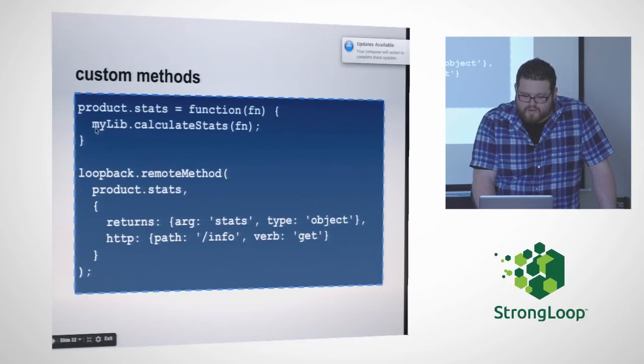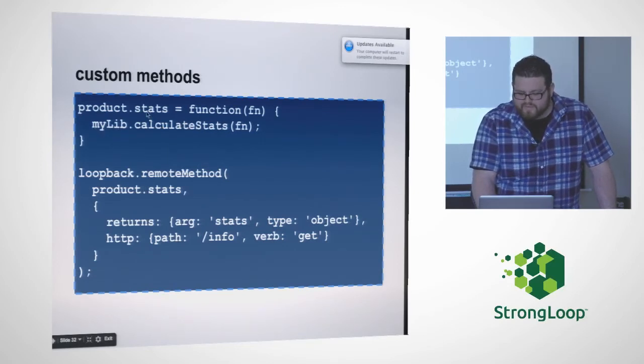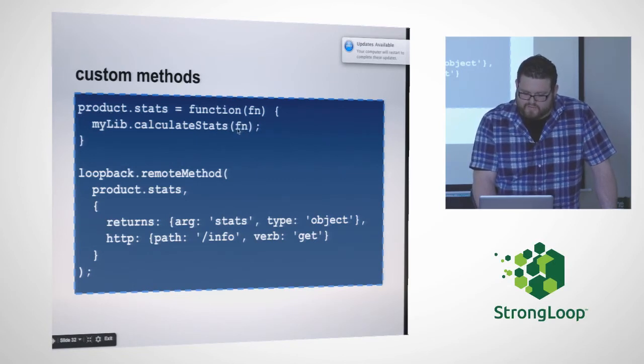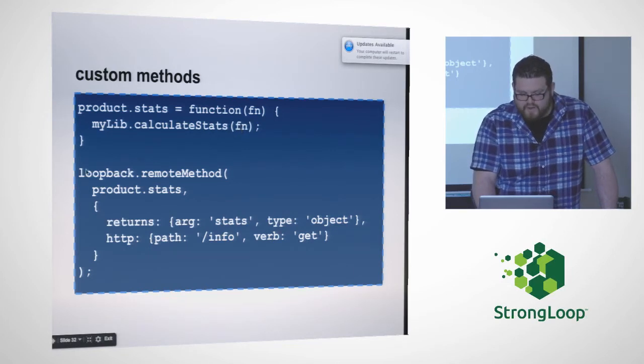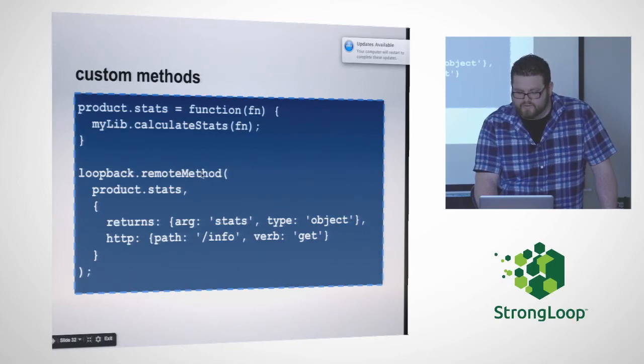It's important to remember that you could write whatever Node code that you wanted, so you could get logic that way. But the most straightforward way is to add a custom method. So the product model that was generated, we could add a stats method like this. This example is just calling into some library to calculate the stats for all of our products, and then it calls back with some stats object.